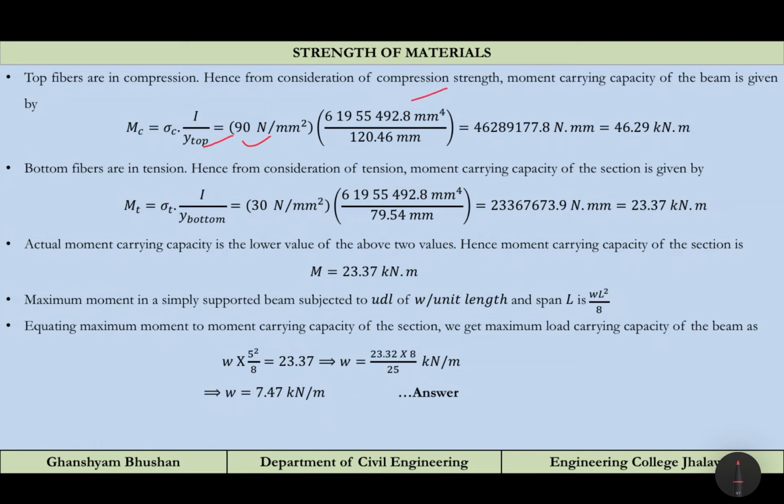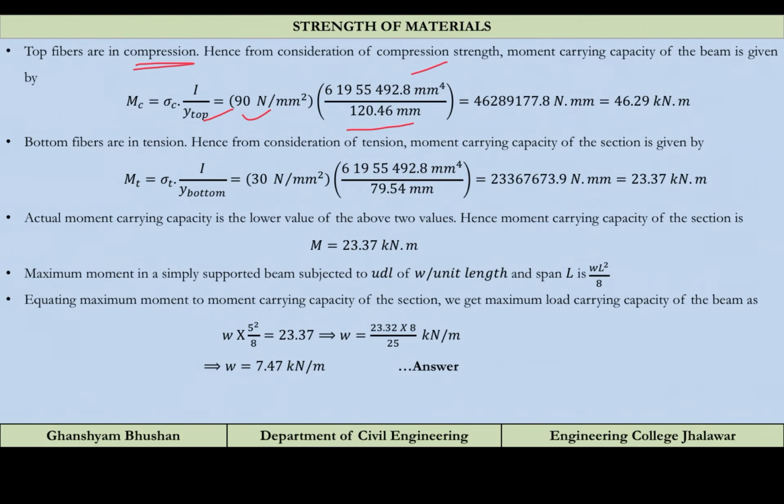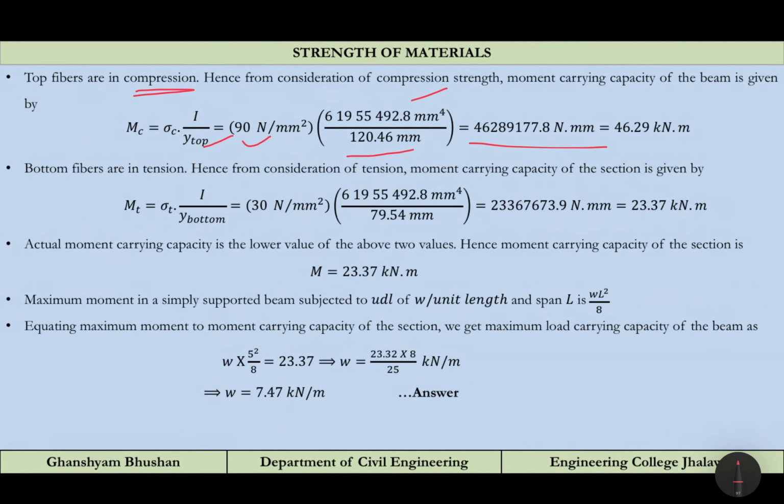Y, the top portion is in compression, so Y top is 120.46, we have calculated just now. You can see Y top is 120.46, that is okay. After calculation you will get the moment carrying capacity in compression as 46.29 kilonewton meter. Similarly we can calculate the moment carrying capacity in tension, MT. Put all the values. Sigma T is given as 30 Newton per millimeter square, and Y bottom we have calculated as 79.54. You will get the value of 23.37 kilonewton meter.